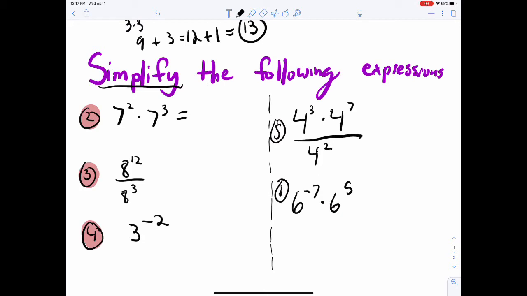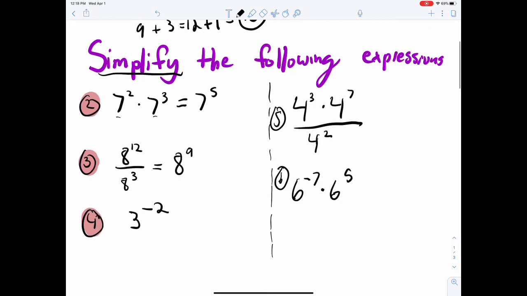Here, since we have the same base of 7 and we're multiplying, we can add the exponents. We should get 7 to the 5th power. This one, since we're dividing by the same base of 8, we're going to subtract the exponents. 12 minus 3 equals 9, so it'll just be 8 to the 9th power.